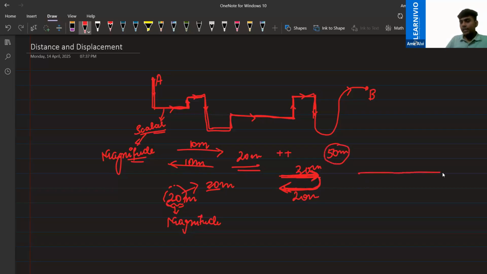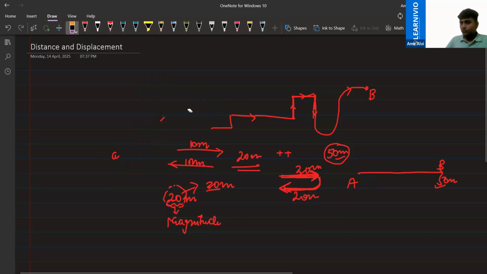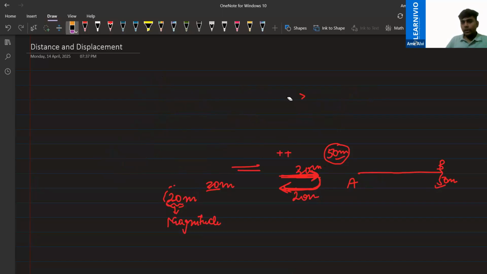Suppose that if you take the same case, you are traveling 50 meter in this direction from A to B, both distances are the same. It doesn't matter if you're going on a return journey or going in a straight line only. Distance will be the same in both the cases. So that's why distance does not depend on the direction. Is that clear to all of you? Yes, sir. That's great. So now you write down the cases over there.